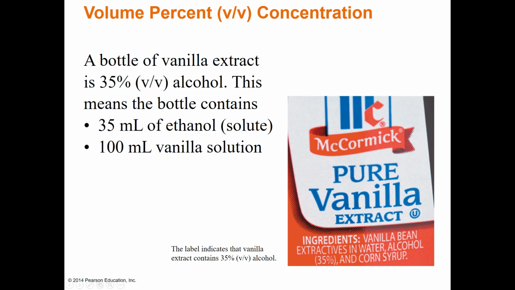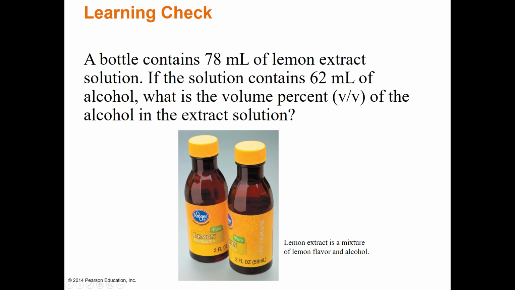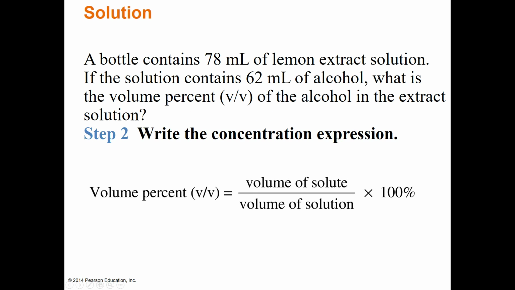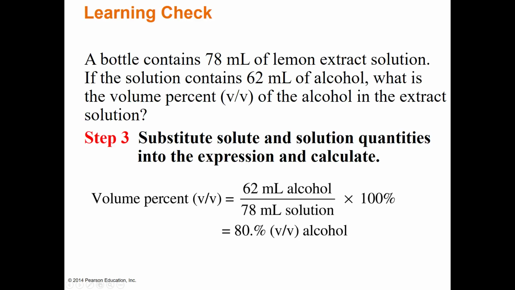A bottle contains 78 milliliters of lemon extract solution. If the solution contains 62 milliliters of alcohol, what is the volume percent of the alcohol in the extract solution? The 62 ml of alcohol would go at the top, and then at the bottom it would be the 78 ml of the extract solution, which contains 62 ml of alcohol. So 62 over 78 times 100. And this is volume percent, where you're going to be having the volume of the solute and the volume of the solution at the bottom.